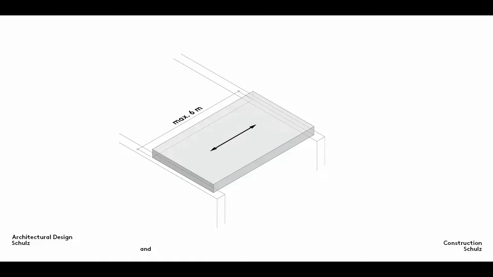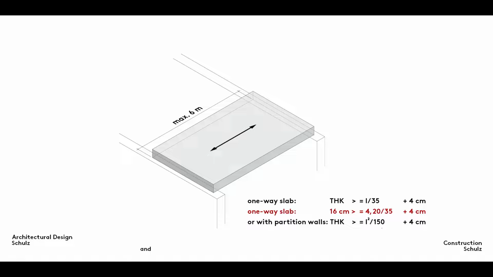When a reinforced concrete slab carries its load in one direction, it's referred to as a one-way slab. Its maximum span width should not exceed 6 meters. Two simple formulae are used to specify slab thickness depending on whether or not the slab is to support partition walls. Here are two examples.